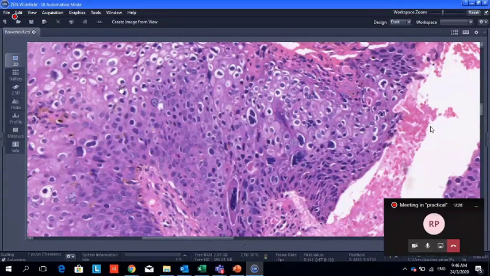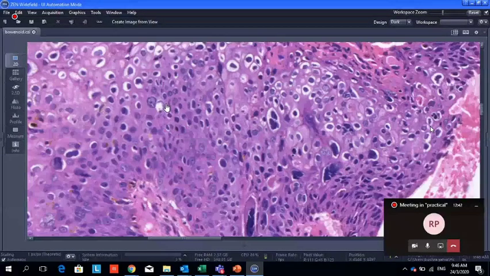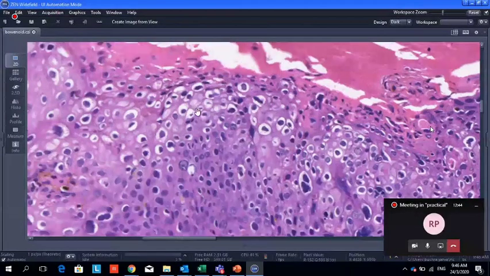So why are these cells like this? I mean, the nuclei are surrounded by clear cytoplasm. What do we call these cells? Koilocytic keratinocytes. This indicates what? HPV infection. If you see these koilocytic cells, that means this is due to HPV infection.